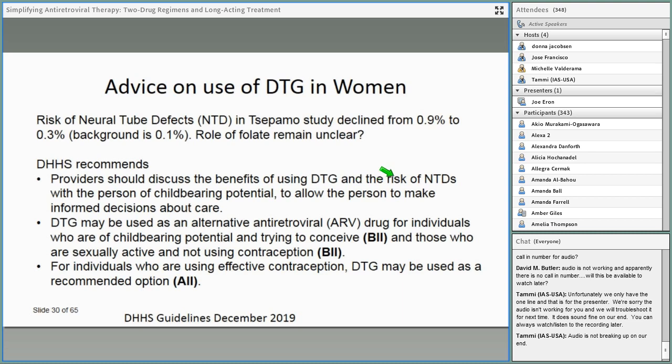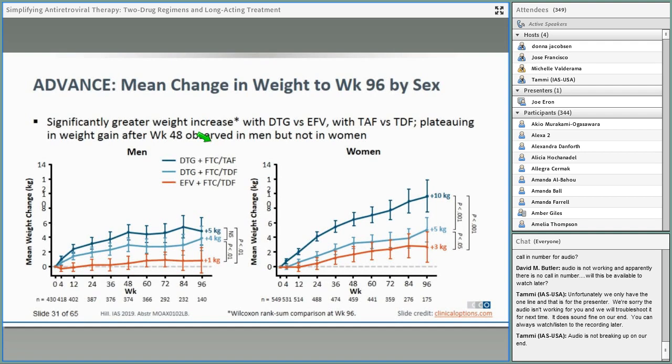Providers are instructed to discuss the benefits of using Dolutegravir and the risk, noting that it's probably higher than with some other antiretrovirals, but still quite low, and it may be considered as an alternate. And then, of course, for individuals using effective contraception, Dolutegravir may be used as a recommended option. And again, I'm stressing the need for folate supplementation in women who are pregnant.